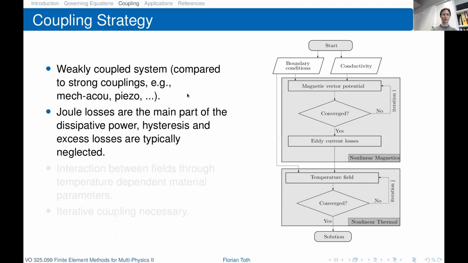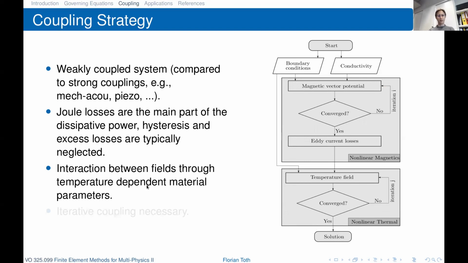So the Joule losses are the main part of the losses in the magnetic problems. In fact, there are also hysteresis and excess losses. However, for eddy current problems or for induction heating problems, so to say, they are typically neglected because we want to actually heat with the eddy current. So we aim for significant eddy currents. So this loss mechanism is the largest one.